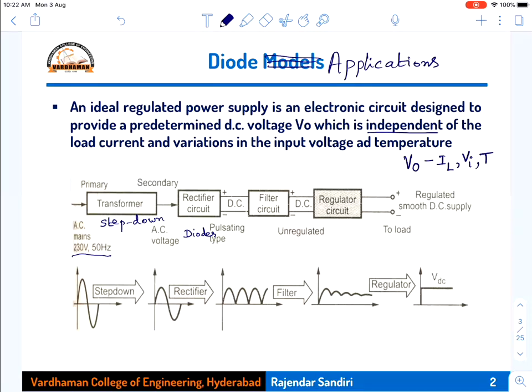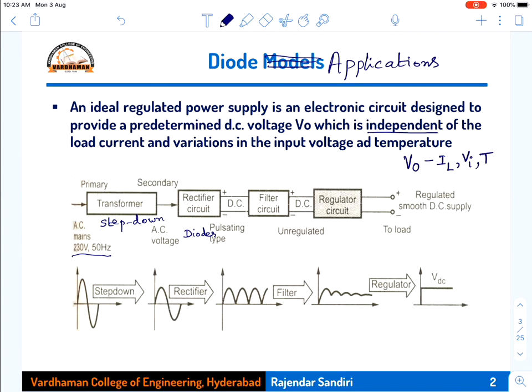If there is one diode, then we call that a half wave rectifier. If we use two diodes, then we call it a full wave rectifier with center tapped transformer. If we use four diodes, then we call that a bridge rectifier. So based on the number of diodes we use in the rectifier circuit, the rectifiers are classified into three types: half wave rectifier, full wave rectifier with center tapped transformer, and the bridge rectifier.